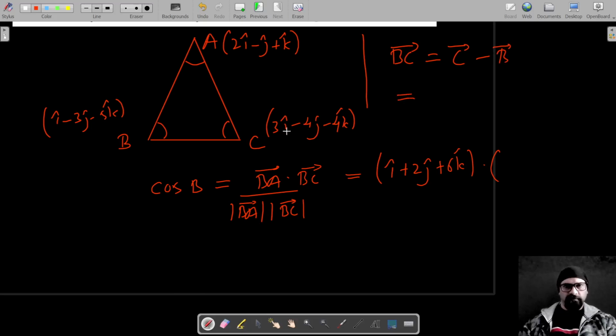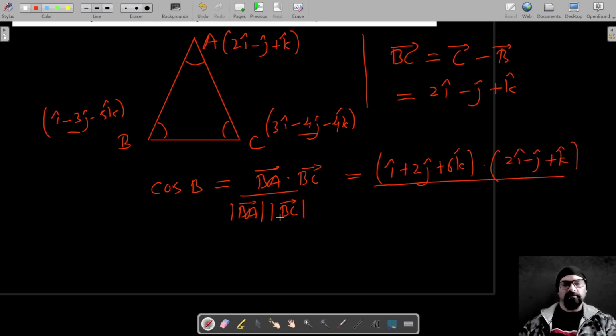Okay, so the C vector: 3I minus I is 2I cap, minus 4 minus of minus 3 is negative J cap, negative 4 minus of minus 5 is plus K cap. So this is 2I cap minus J cap plus K cap, and let's find the magnitude. The magnitude of the BA vector would be 1 square is 1, 2 square is 4, 6 square is 36, and this is 2 square is 4, negative 1 square is 1, and 1.